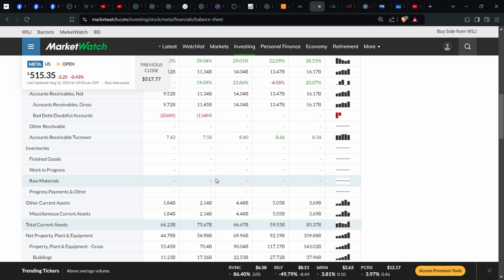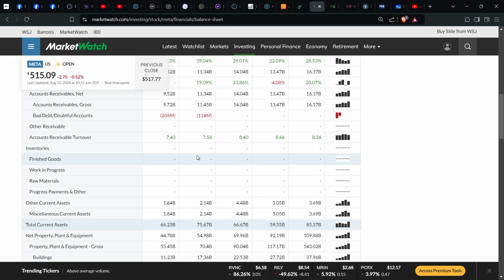Also for companies in the financial sector, you will not find anything in the inventories because there are no goods they're selling. You can see even here, this is finished goods, work in progress, or materials. These are irrelevant in some business models. So that's why for a company like Meta, it's normal to find nothing here.